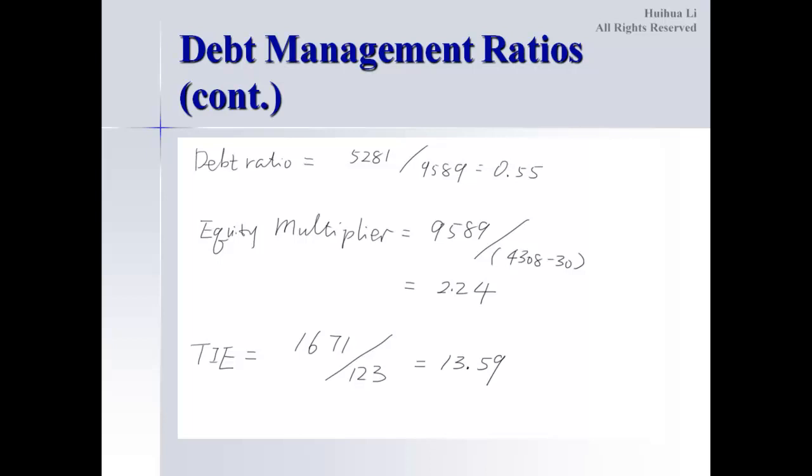TIE is times interest earned. This is a buffer ratio. If we compare firm A with a TIE of 1.5 and firm B with a TIE of 11.5, we will say that firm B is more likely to survive an external financial shock. Again, TIE is used as a buffer ratio.